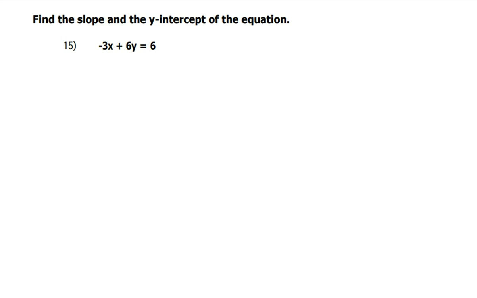All right, it says find the slope and the y-intercept of the equation. If you are looking for the slope and the y-intercept, you want to put this in the slope-intercept form of a line, which is y equals mx plus b.